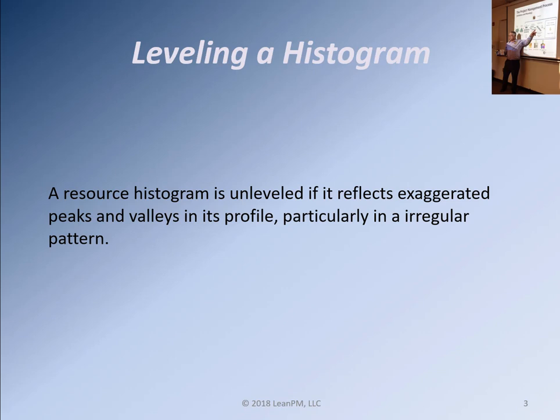An unleveled histogram for one or more resources indicates inefficient and ineffective application of those resources, resulting in extensive stop-and-go employment and excessive overtime, for example, followed by periods of performing very little work. Realistically, the removal of irregular patterns is nearly impossible, but can be minimized through leveling. Leveling is smoothing a resource profile, removing the extreme peaks and valleys in a histogram to optimize the use of project resources.